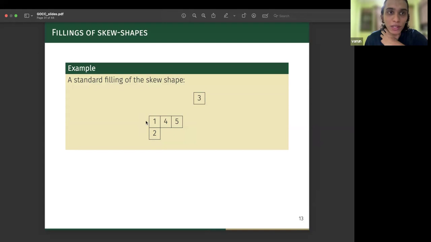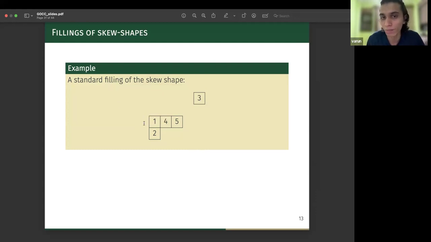So why do we care about pavings? To understand that, let's try filling skew shapes instead of just diagrams. A standard filling of a skew shape is again just a filling of the squares of the skew shape in such a way that the numbers increase as we go from left to right, and they increase when we go down a column. So this is a standard filling of the skew shape, because this 3 has no restriction. So this 3 is satisfying the standard condition.